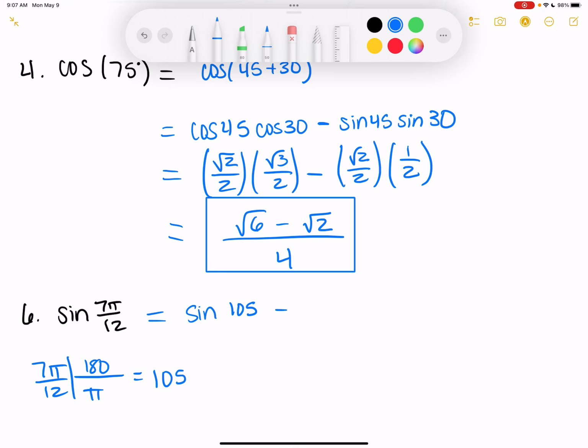So I need to find two things that either add or subtract to give me that. Well, we have 60 and 45. Oh, that works too. All right. So sine of 60 plus 45.